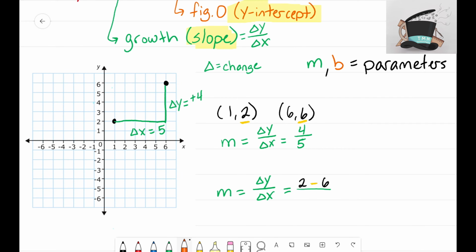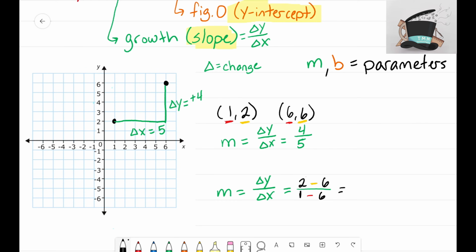We see here that we have x values of 1 and of 6. So again, since I started with this 2 first, and I put the 2 first, let's now take this value of 1, put the 1 first, because delta x, I want to know the change in my x values. Well, I can do 1 minus 6. And now I can find out what my slope is.